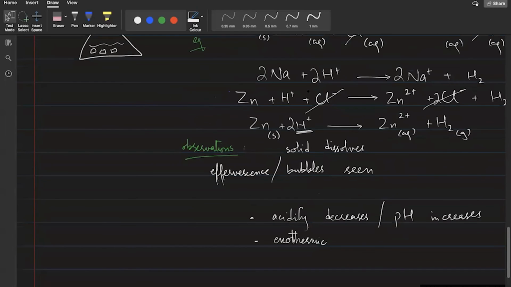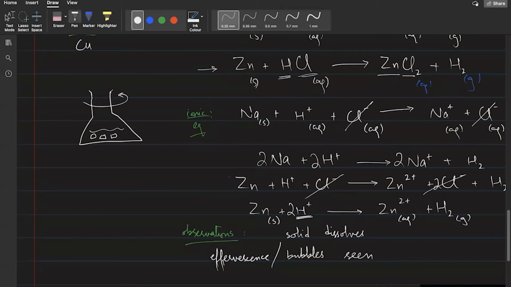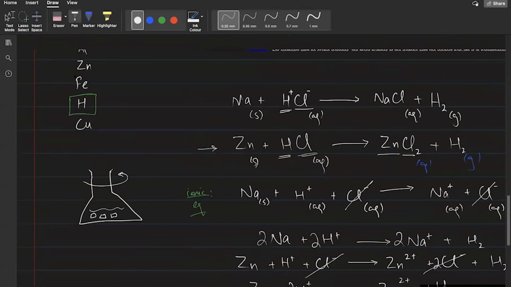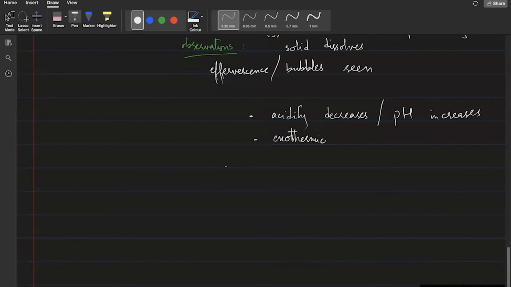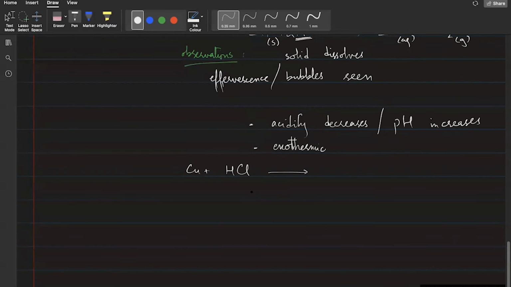But the thing that was common between sodium and zinc was that both of them are more reactive than hydrogen. Sure, sodium will react faster, zinc will react slower, but they're both more reactive than hydrogen. What would happen if I took copper and I put that in HCl? I'm taking HCl as just an example, it could be any acid. Actually, nothing will happen as long as I have dilute HCl.